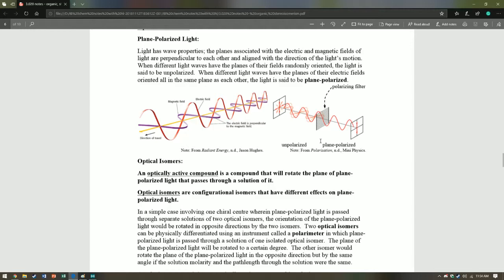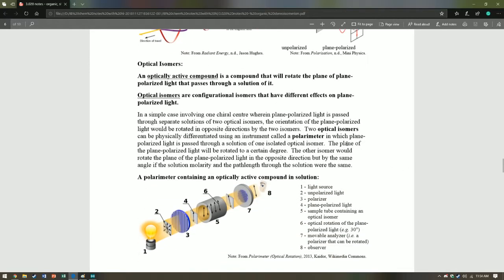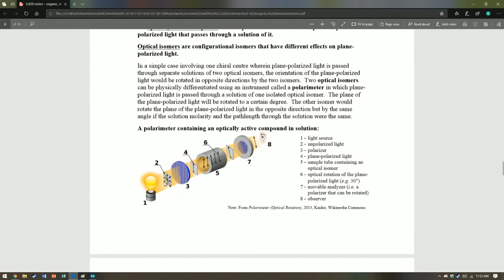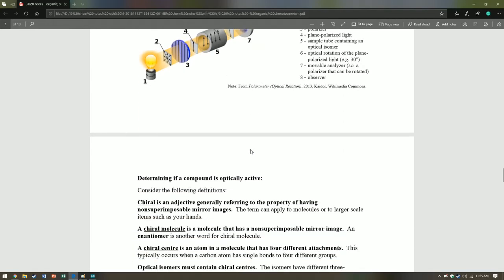And an optically active compound will rotate the plane of plane polarized light, and optical isomers will have different effects on plane polarized light. They will rotate the plane by the same degree but in opposite directions, more or less. You can use a polarimeter to measure how much the plane is rotated by. So here you have an experimental setup: light source, polarizer, then the polarized light, and then in this gray tube here you have the sample containing the mixture that you want to analyze, and then here you have a polarizer that you can rotate, and you can measure the angle that you rotated it by.